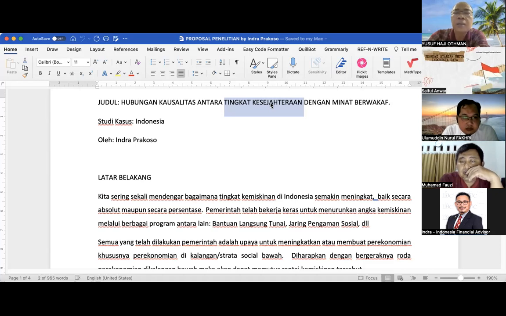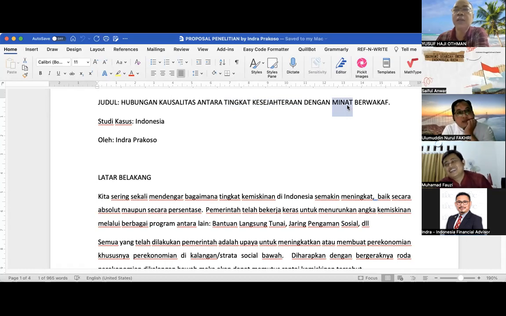Is minat berwakaf same with awareness, Prof? Awareness, kesadaran. It's not the same. Actually, it's totally different. So minat is closer to intention. Yeah, intention. The more precise word is, Melayu dipanggil niat, ya. Indonesia dipanggil minat, ya. English is intention, ya.